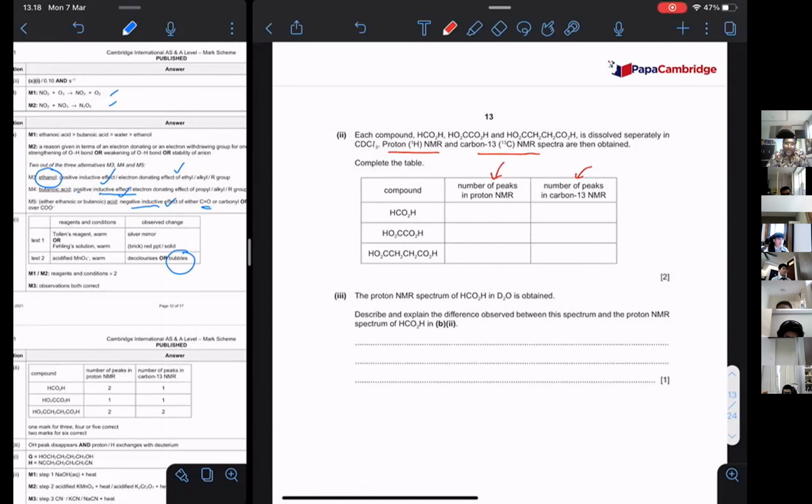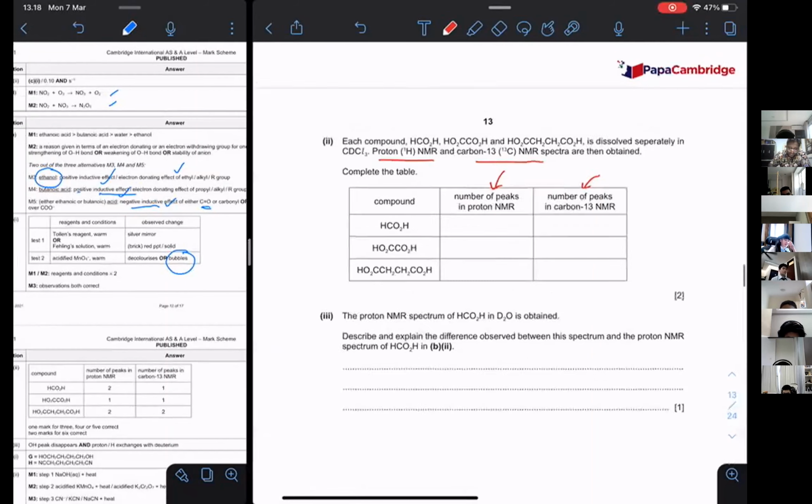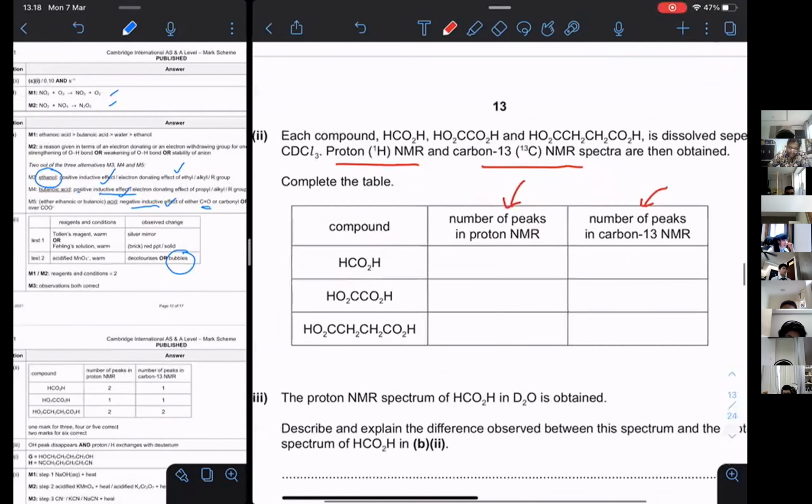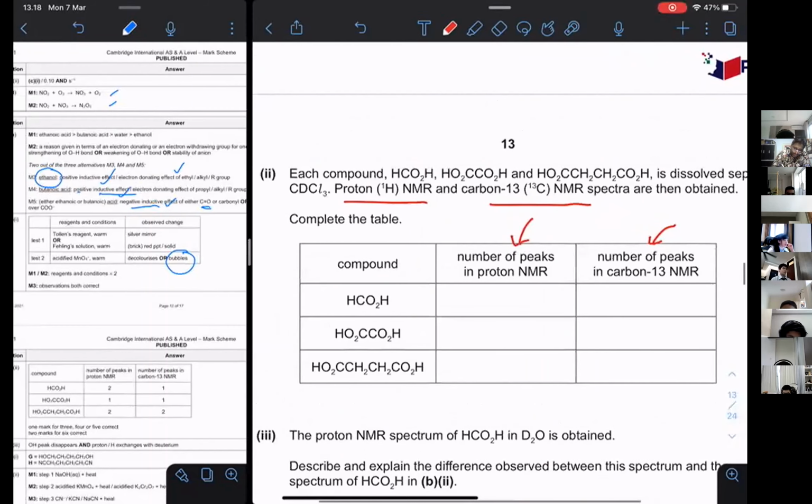Yeah, so CDCl3 only. Okay, now let's actually look at the NMR first. HCOOH. You can see this is going to be one environment, and this is going to be another environment. Therefore there should be two peaks over here.